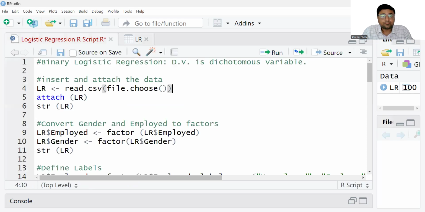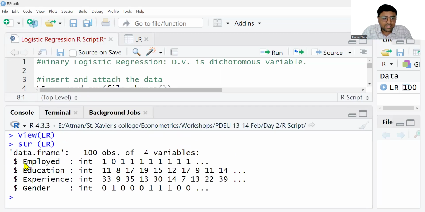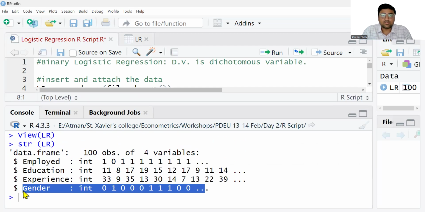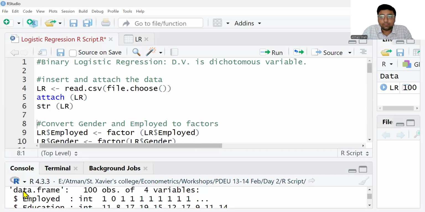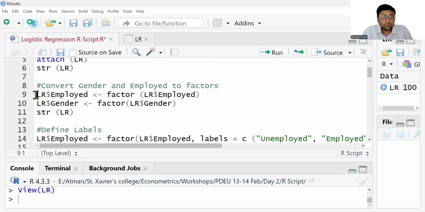I've already attached the data set. Now you see the structure of the data set. Here employed and gender are both integers. Therefore we need to convert them into factors. So convert gender and employment variables into factors. You can use this factor formula. Simply run it, and now you see the structure.